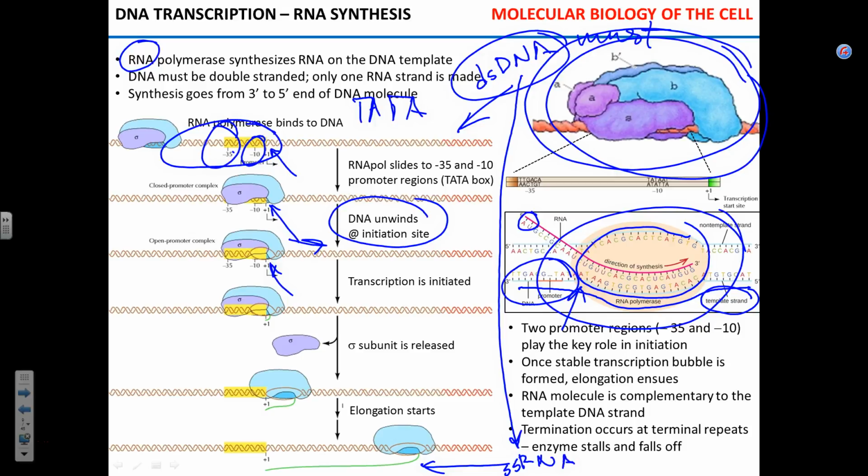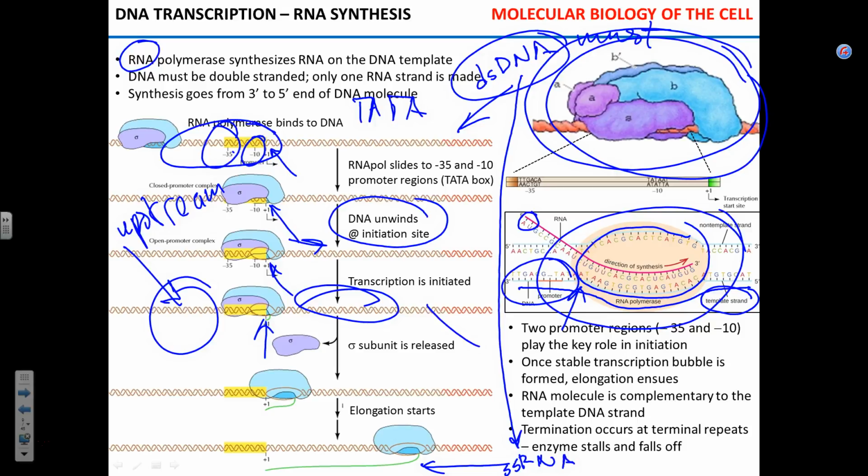Not really? No? Okay, so it's like this goes through them. So the part behind is double-stranded again. The part in front is double-stranded again. But the part here is unzipped. Now, a little crash course in terminology. This is called upstream. Anything before the initiation site is upstream, and this is downstream.